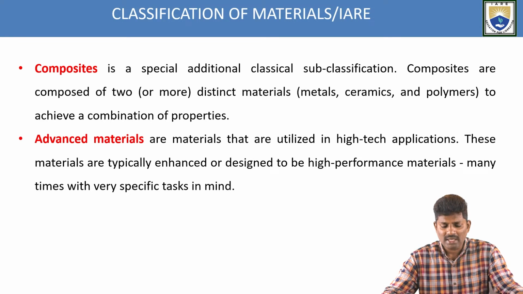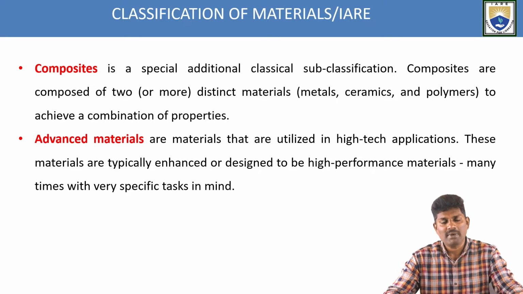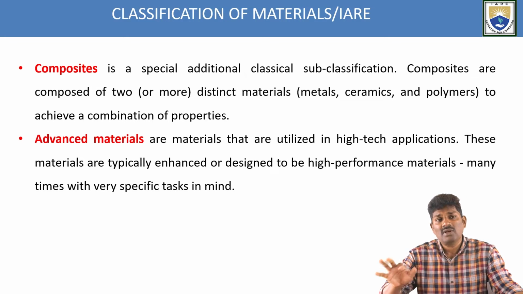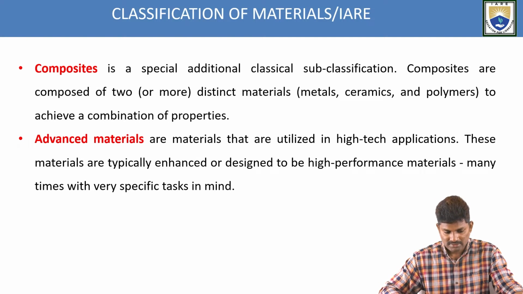These again can be metallic, ceramics, or polymers. Different types of polymers can be combined into a single material, different metals can be combined into a single material, and ceramics also, and these are called composite materials. The next category is advanced materials. Where we are using high technology, we can use these advanced materials. These materials are typically enhanced or designed as high performance materials. So depending upon the application, if very high advancement and high technology is required, we can use these types of advanced materials.